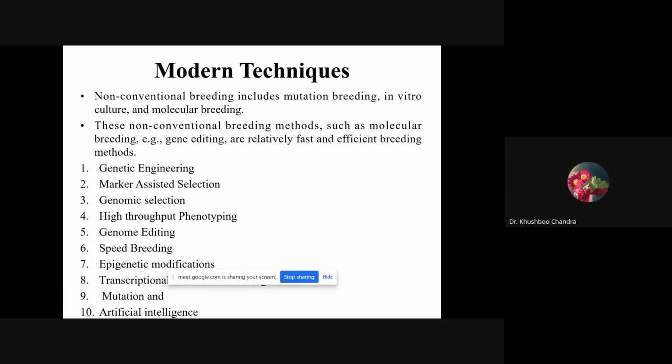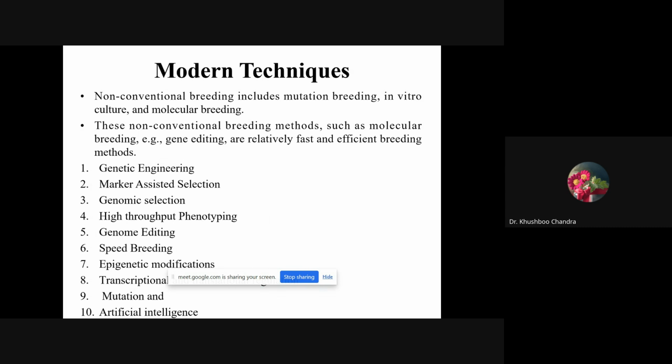Now coming to the modern techniques, or you can say the non-conventional breeding methods, which include, as I told you, mutation breeding, tissue culture, molecular breeding, and genome editing approaches. These approaches are quite faster and more precise. Whatever your targeted gene or targeted trait is, only that is going to get affected. But in hybridization programs, sometimes we face linkage drag. Some trait is going to get linked with an undesirable trait.